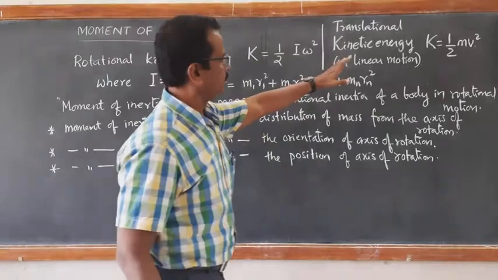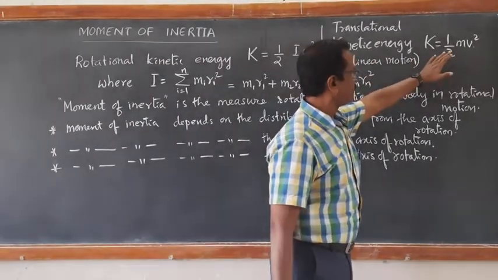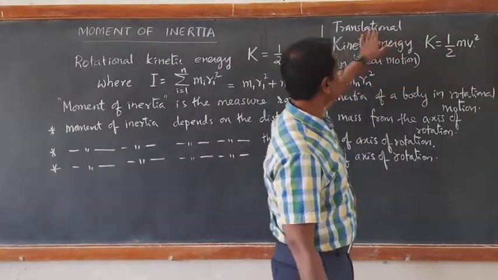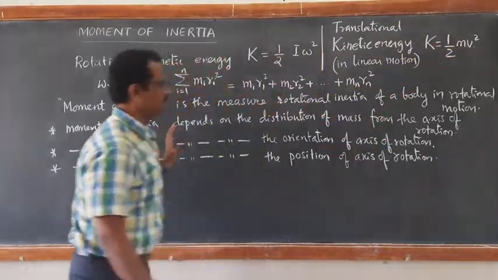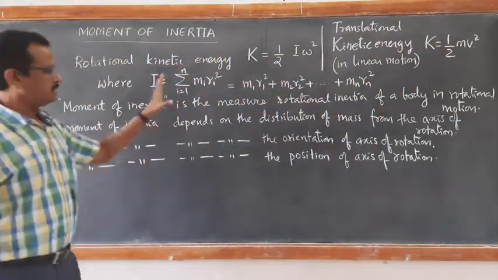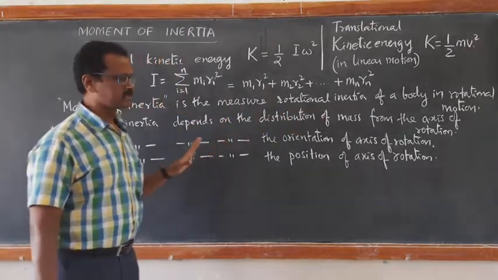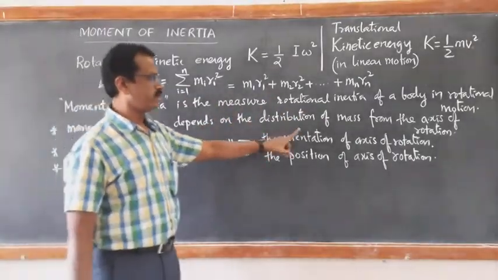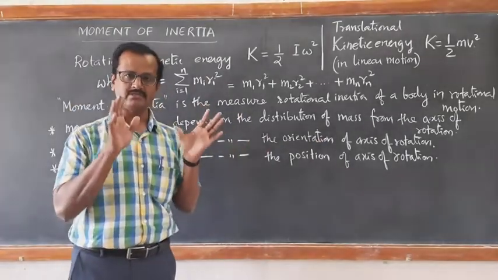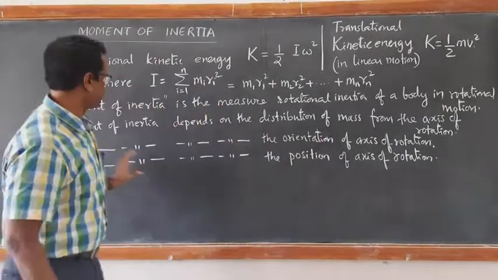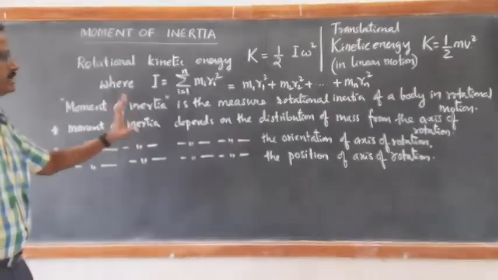So unlike the measure of inertia in translation motion, that is mass, which is fixed, here it not only depends on the mass and the way mass is distributed from the axis of rotation, it depends on the orientation of the axis of rotation, and also on the position or choice of the axis of rotation. So these are the points on which moment of inertia depends.